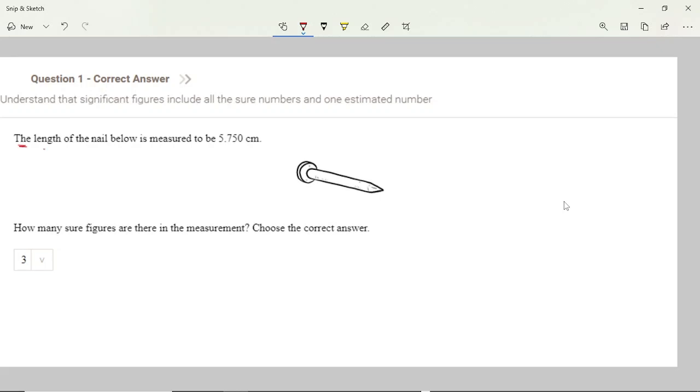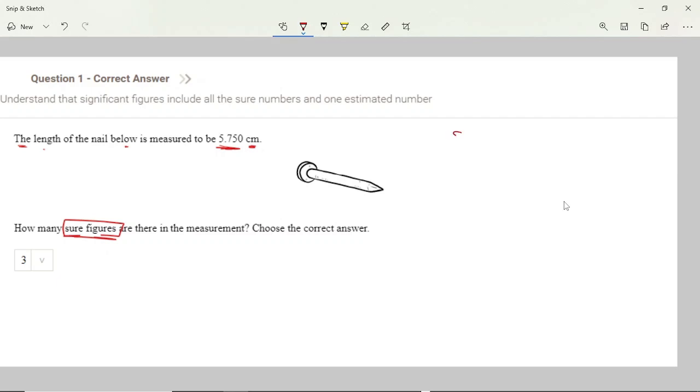The length of the nail below is measured to be 5.750 centimeter. How many sure figures are there in the measurement? Choose the correct answer. Okay, to solve this, let's first talk about the sure number and estimated number.